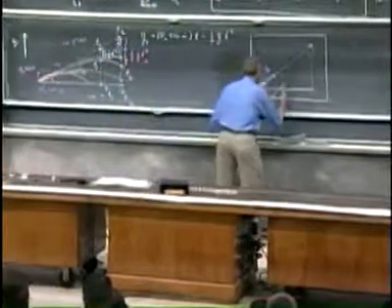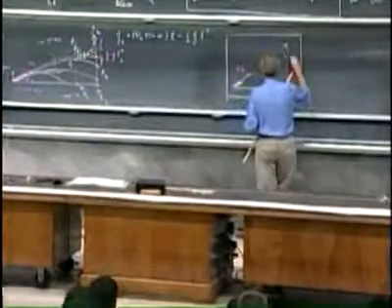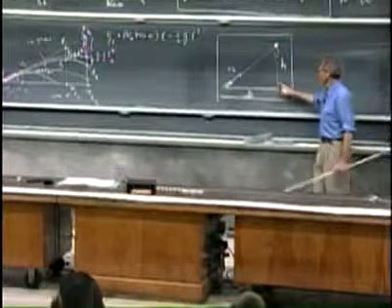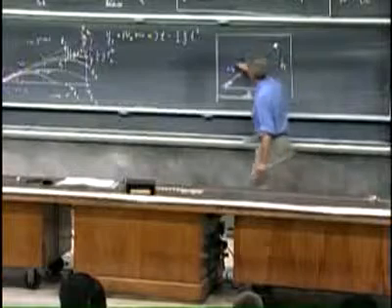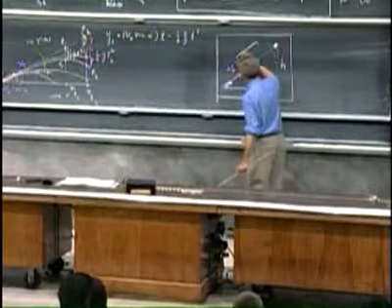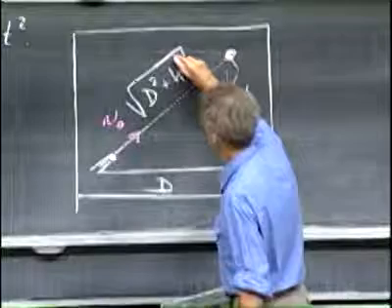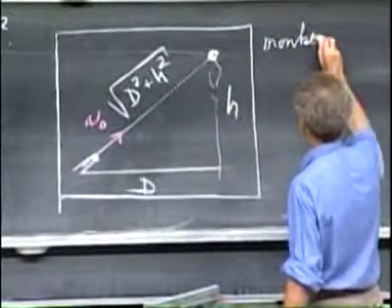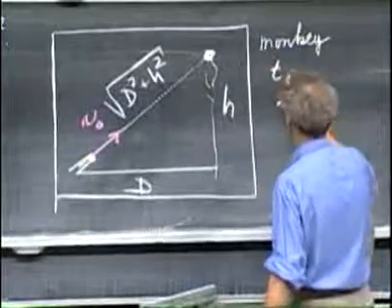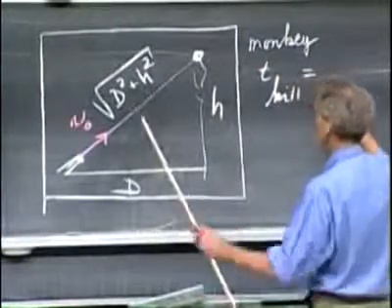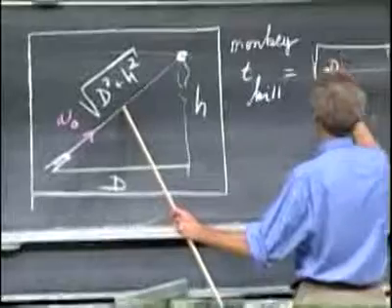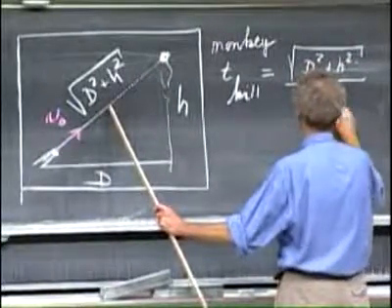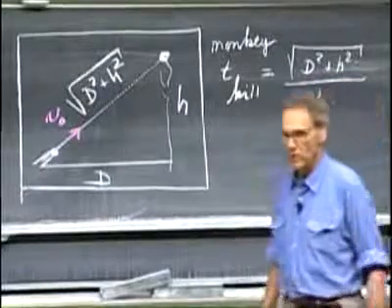And the monkey makes the following calculation. If this distance is d, and this is h, then the monkey says, aha, this is the square root of d squared plus h squared. So from the monkey's point of view, the time for the kill will be the square root of d squared plus h squared divided by v0. That's how many seconds he has to live.